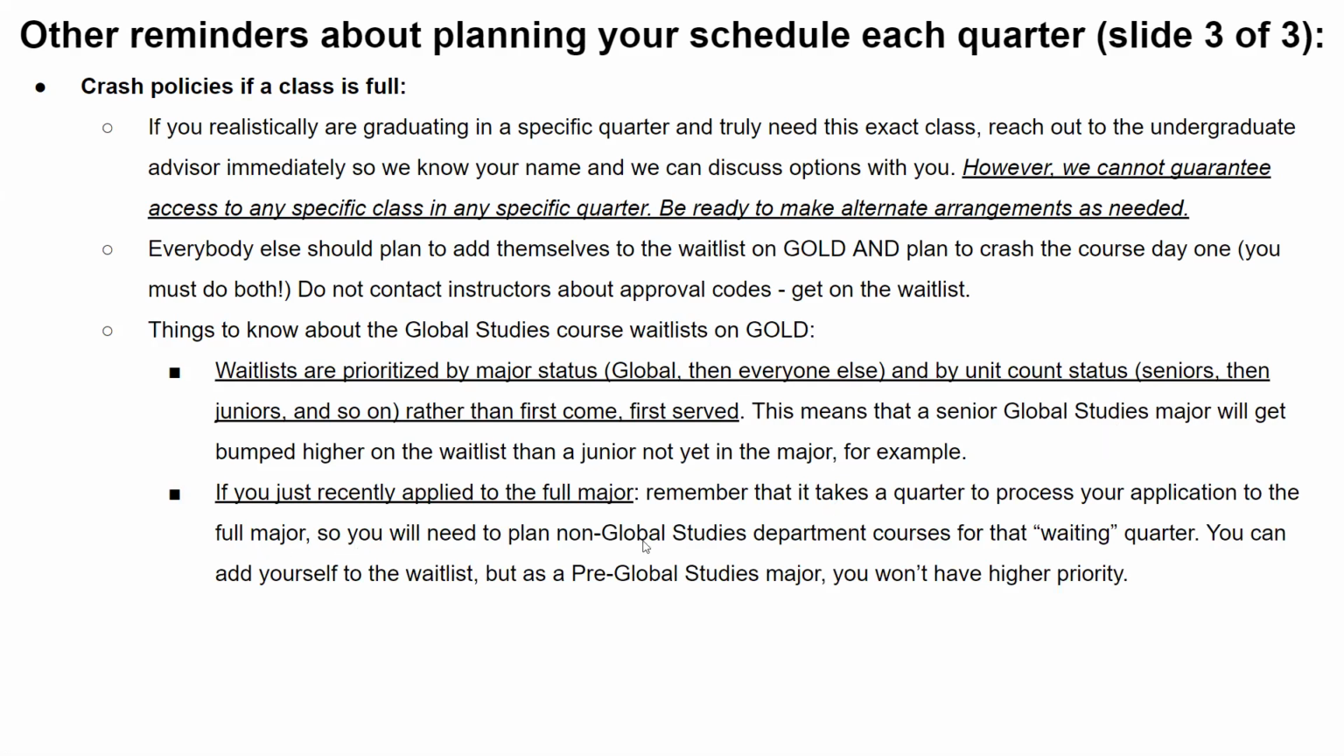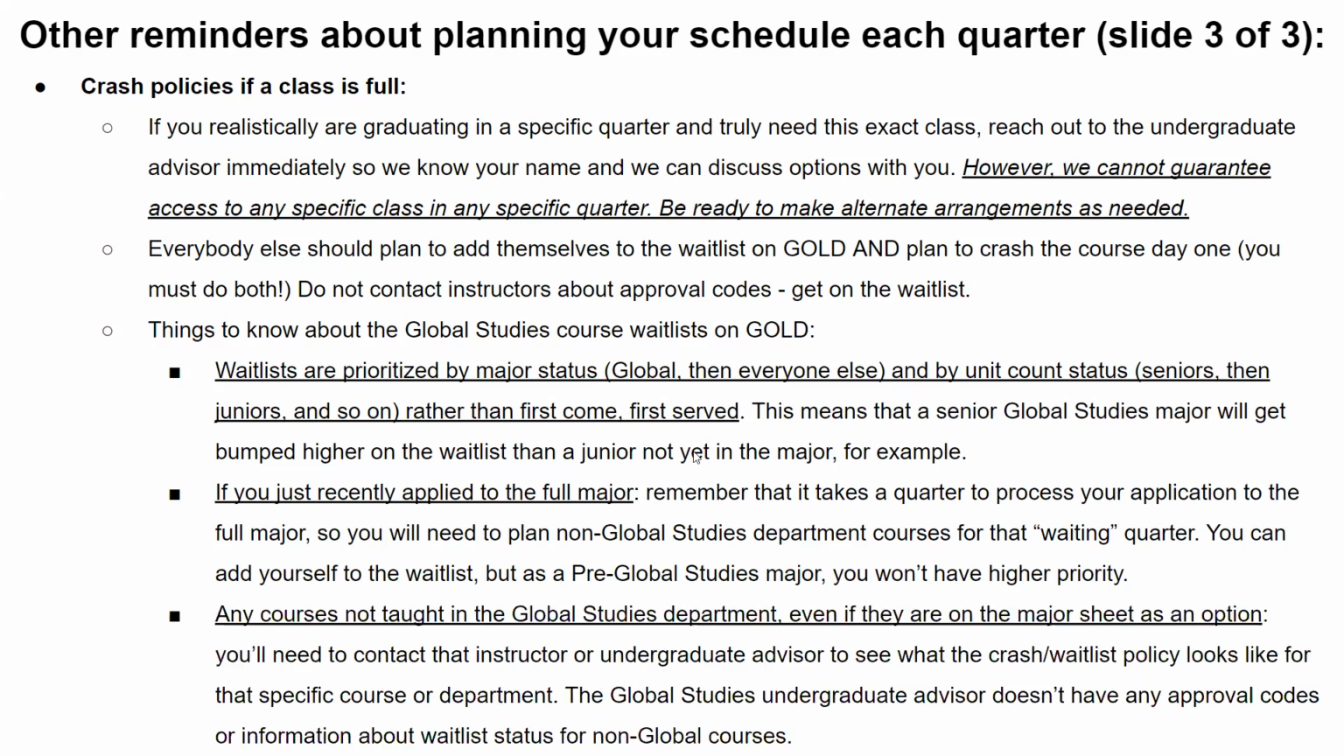If you just recently applied to the full major, keep in mind it does take a quarter to process your application to the full major, so you will need to plan to take non-Global Studies department courses for that waiting quarter in between finishing your pre-major stuff and being ready to start full upper division major classes. You can add yourself to the wait list, but just know you will not have the highest priority. If there is space, then maybe we could work it out, but don't count on that. Plan to take the other courses.